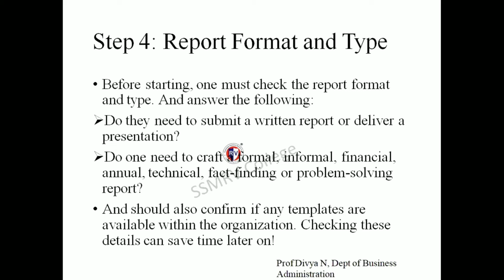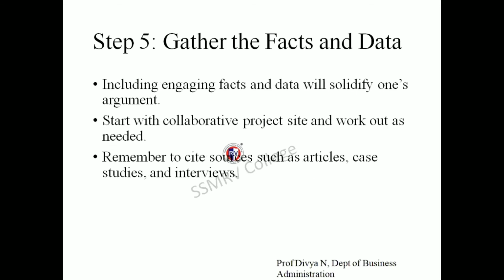One should also confirm if there are any templates available within the organization. If the report writer considers these points at the beginning itself, it will be easier for him to finish the research report at the earliest, and he will not find any difficulties while writing it. Step 5 talks about gathering data and required facts. It is very important for the research reporter to gather all the facts that are going to support the research.